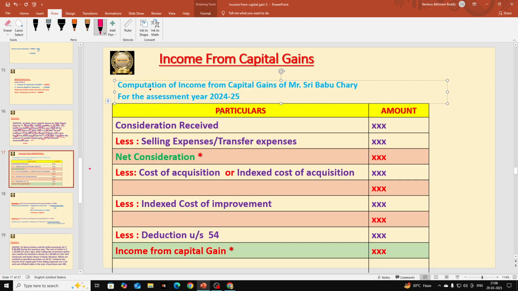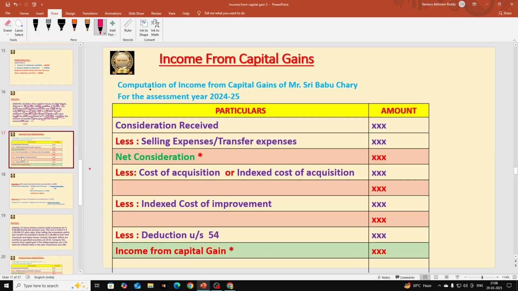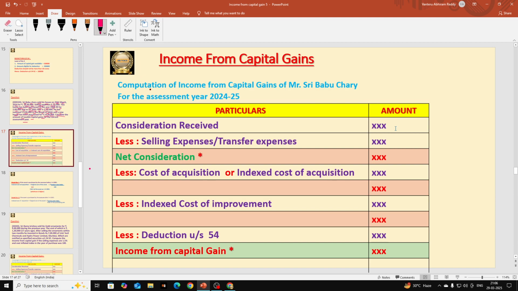Okay. For the assessment year 2024-25, this is the total heading that we are going to give on the top of the format. Here the format is particulars and amount, and under that we have to follow the order compulsorily. First item always is consideration received. Consideration received means selling price of the asset.